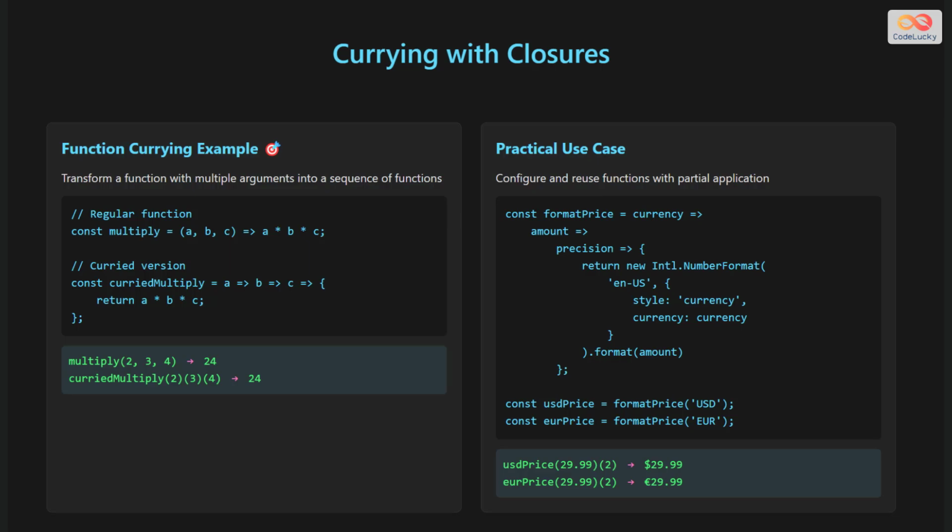Currying is particularly useful for configuring and reusing functions. For example, we can create a format price function that accepts the currency, amount, and precision as parameters. It then uses the built-in Intl.NumberFormat API to format the number. By currying, we can fix the currency parameter and create specialized functions such as USD price and euro price, and these can be reused with different amounts and precisions.